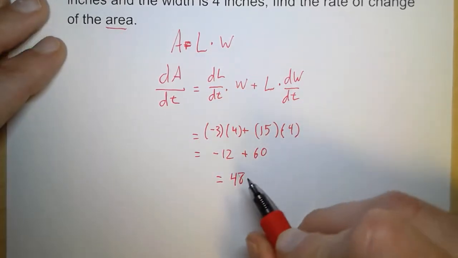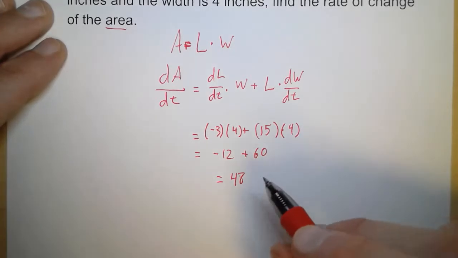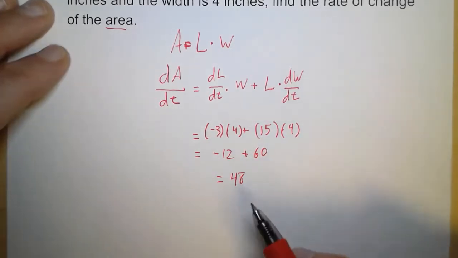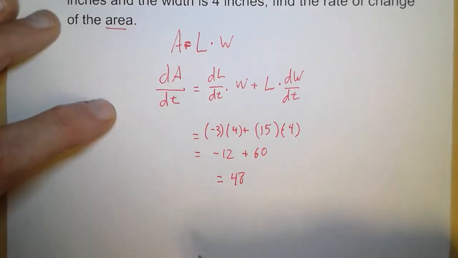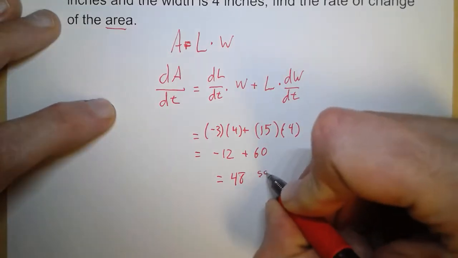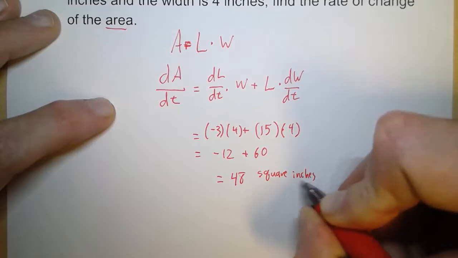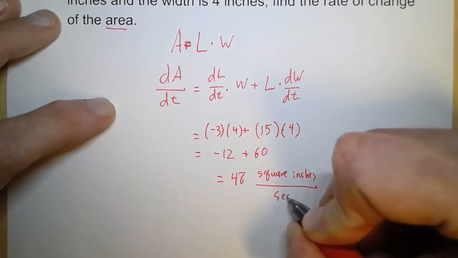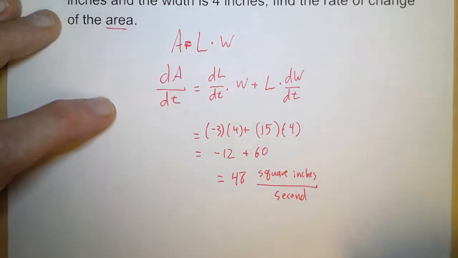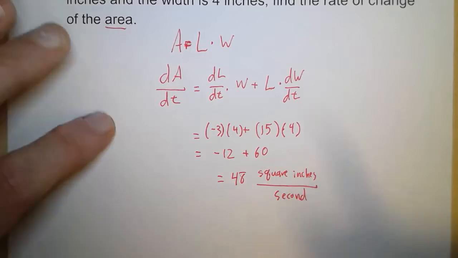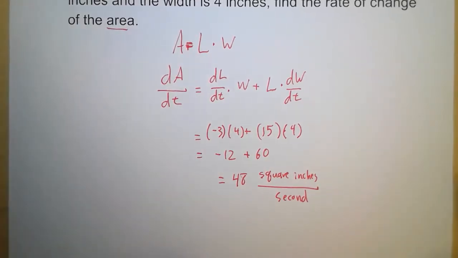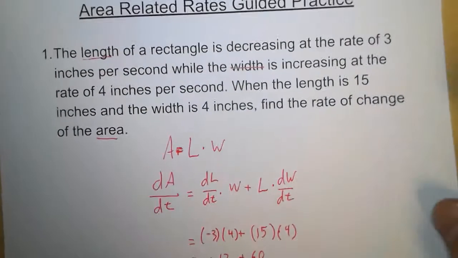Now it's always important that when you have a problem like this, that you stay consistent with the unit. Now this is a unit of area, so that means it's going to be square inches per second, because seconds is our unit of time. So let's look at the next one.